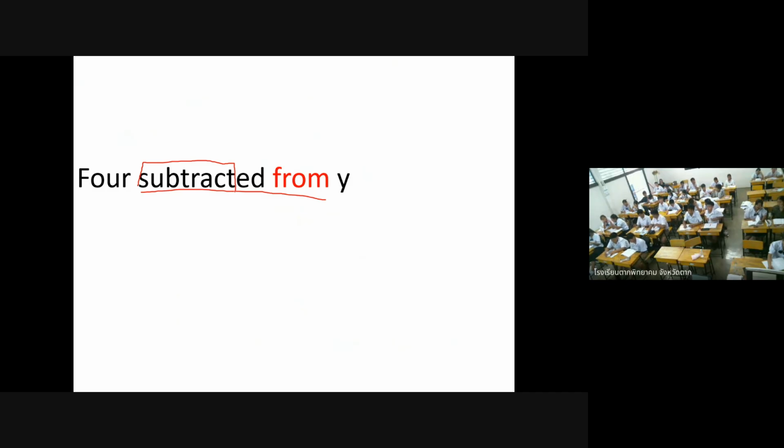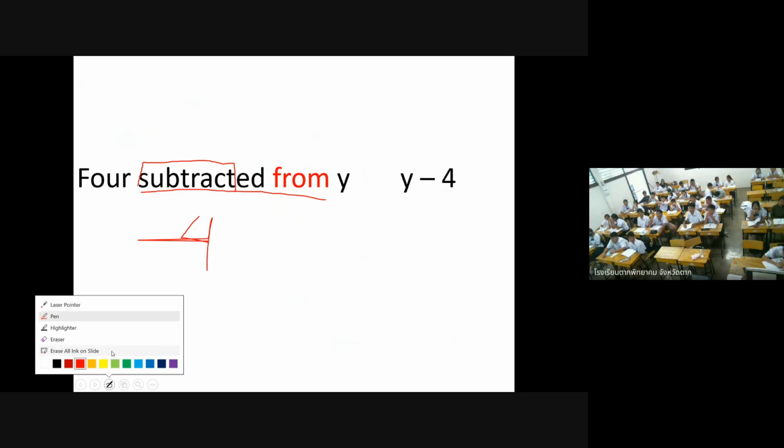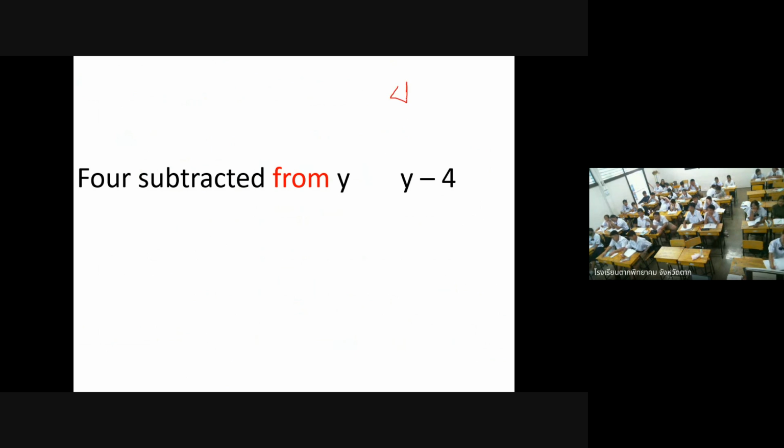But the word is from. Subtracted from is the same as less than, you are going to switch. 4 subtracted from y. You're going to switch this thing again, because we know that subtract means minus.